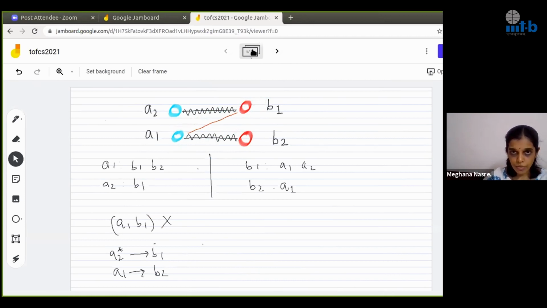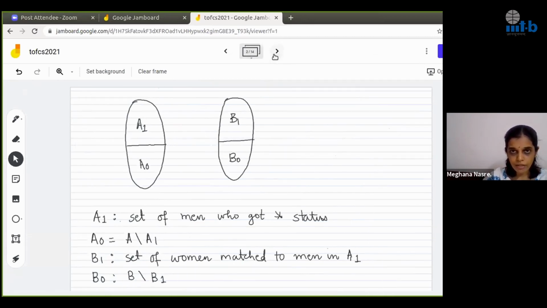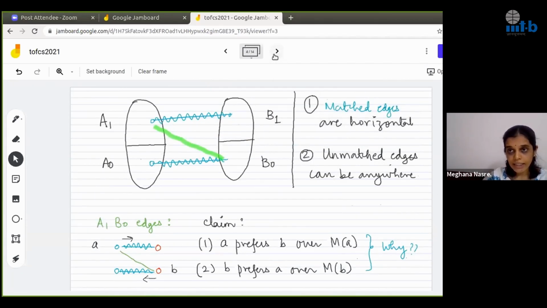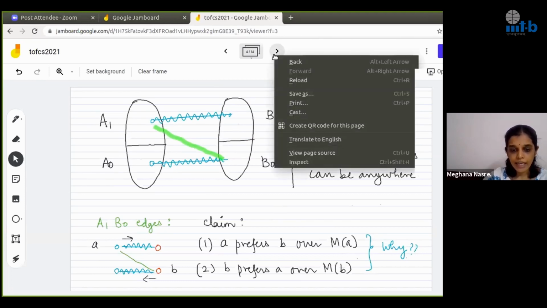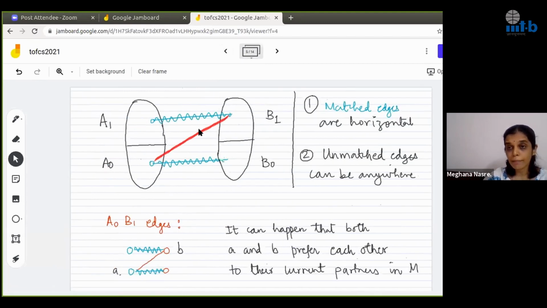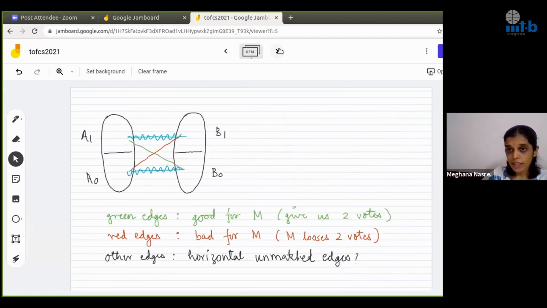So to summarize visually, there are these green edges which are good for our matching, and these black, red edges, which are bad for our matching. So the A1 B0 edges are good. The A0 B1 edges are bad for our matching. Now, what are the other edges? The other edges can be completely contained inside A1 B1 or A0 B0. But these edges cannot be bad. They can be plus minus.